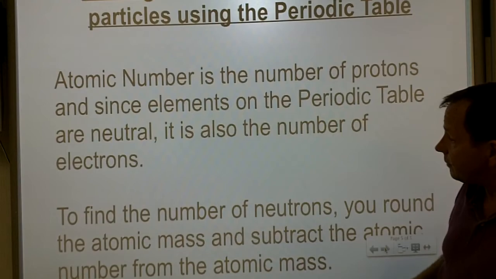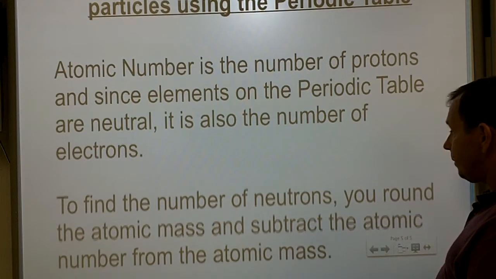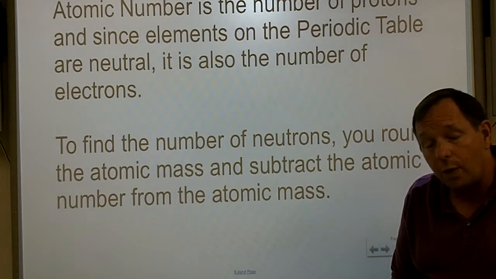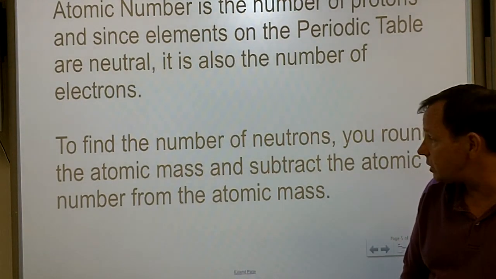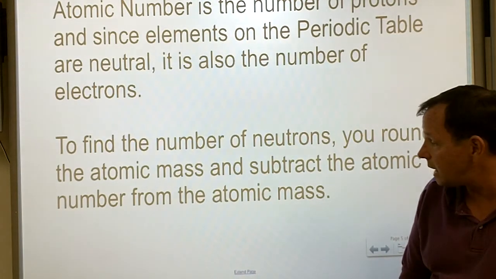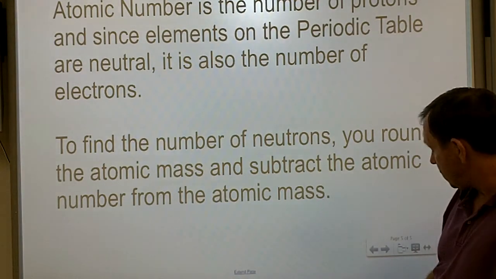So it's really easy to find the number of electrons. Now, to find the number of neutrons, again, you simply round the atomic mass to the nearest whole number, and then you subtract the atomic number from the atomic mass, and that will give you the number of neutrons.